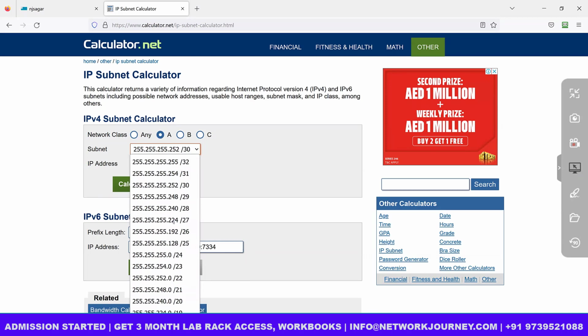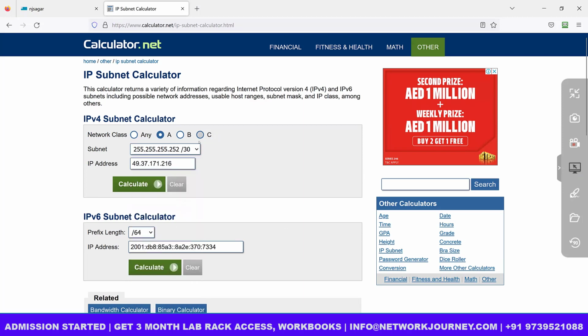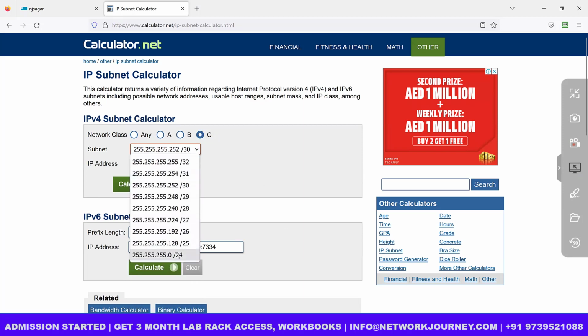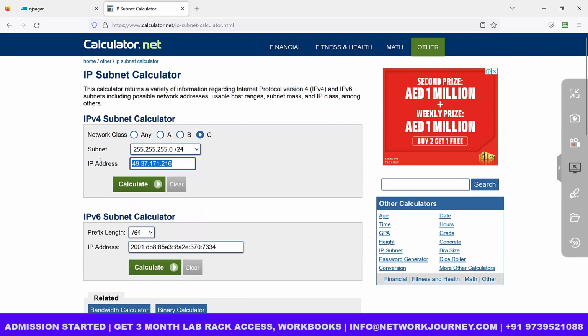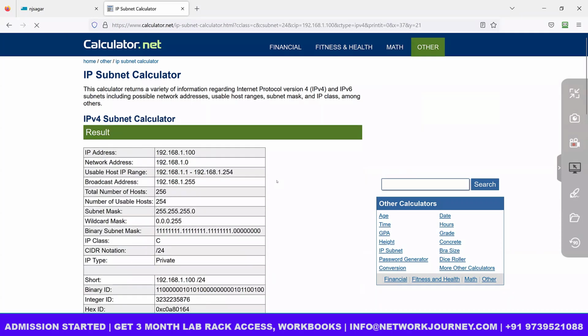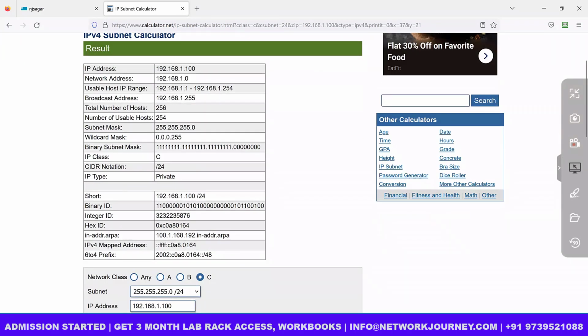Okay. Now, in this calculator, let's say I have been asked 24 and they have given me this IP. I need to find how many possible IPs are possible in this. So my IP is this and my subnet is this. I say calculate and I get the complete details of it.